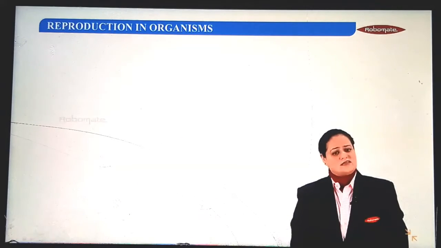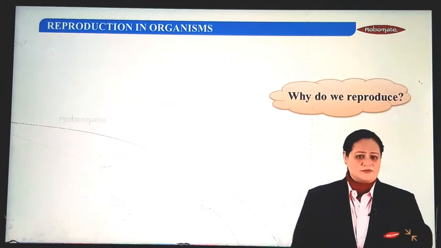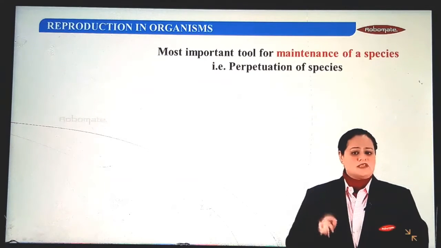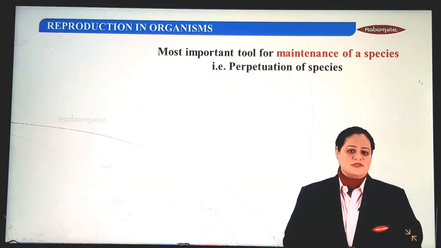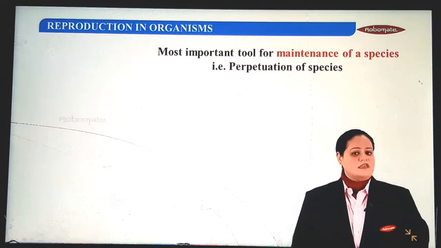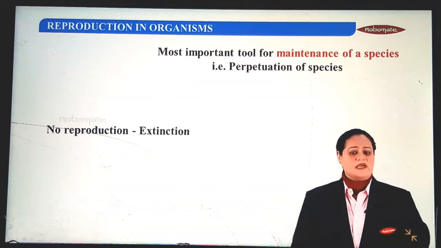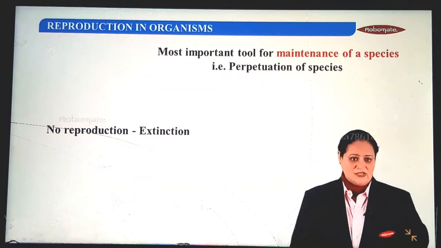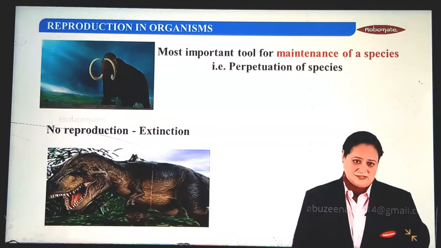Now next we ask, what is the need of reproduction? Why do we reproduce? Reproduction happens to be the most important tool for maintenance of species, that is perpetuation of species. If an individual is not able to reproduce, it might be under the threat of extinction, as has happened with the large reptiles, that is the dinosaurs.